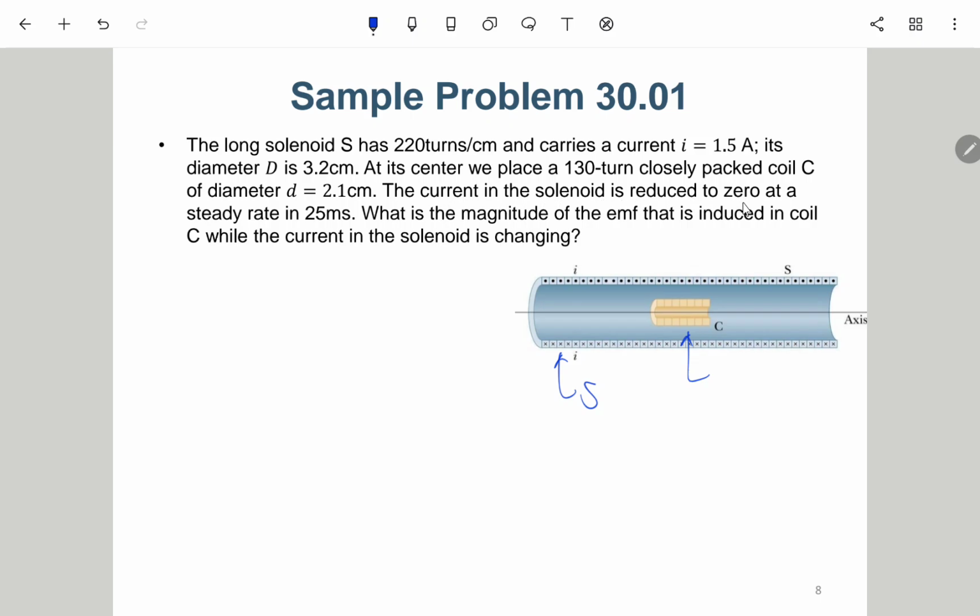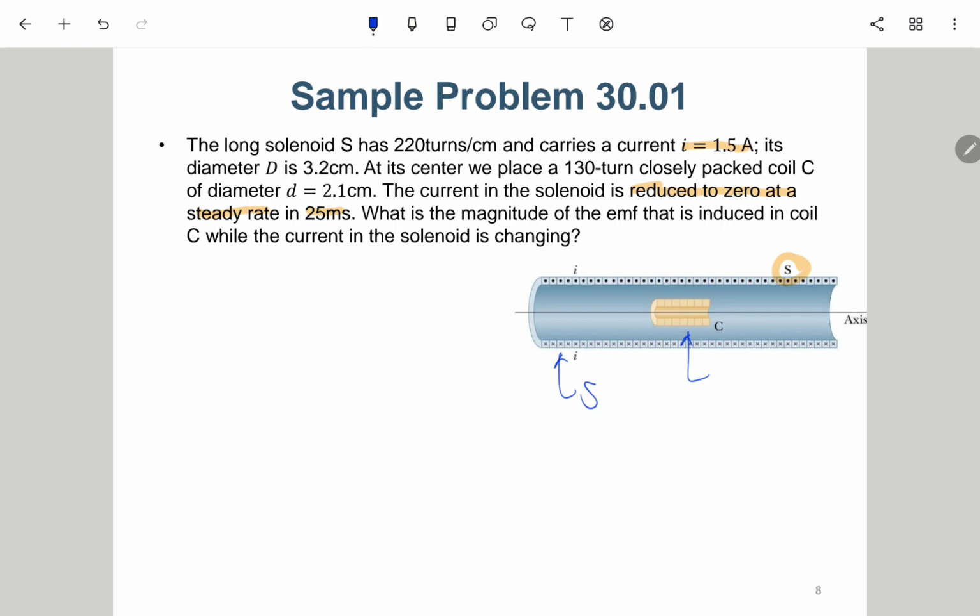The current in the solenoid is reduced to 0 at a steady rate in 25 milliseconds. So it means originally the current in S is 1.5 A and then reduced to 0 at a steady rate, at a uniform rate, taking 25 milliseconds. What is the magnitude of the EMF that is induced in coil C while the current in the solenoid is changing?